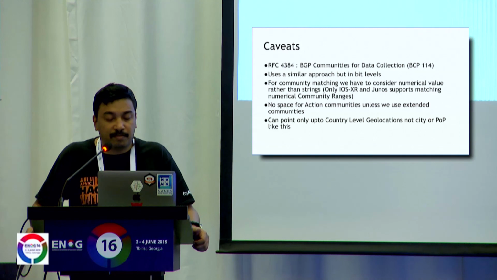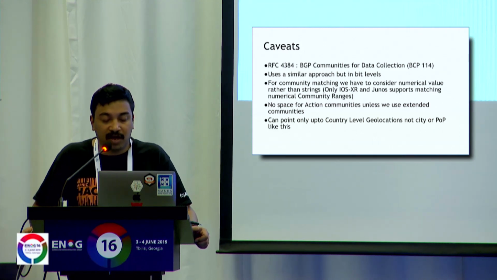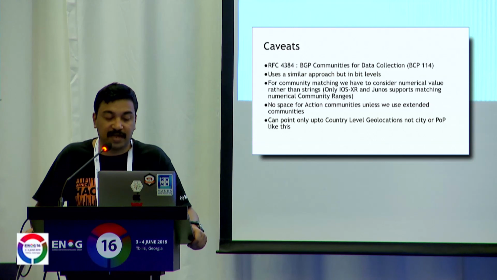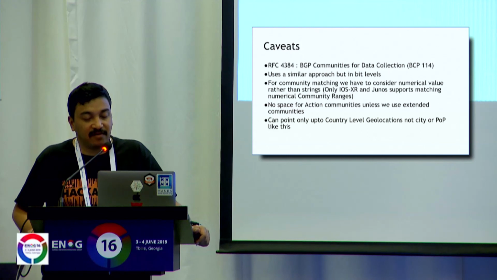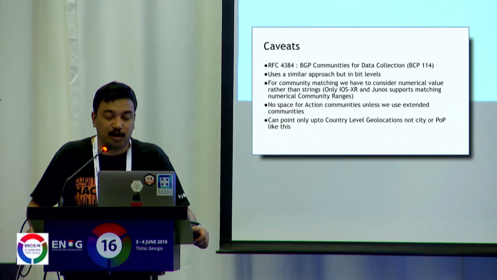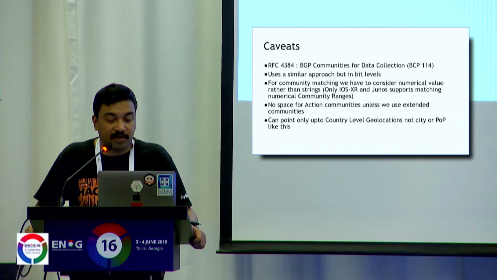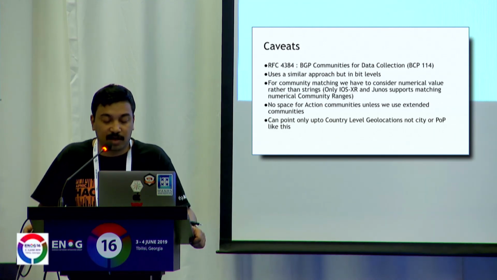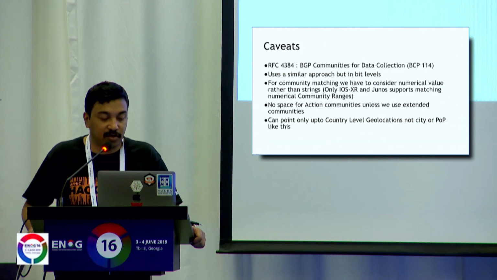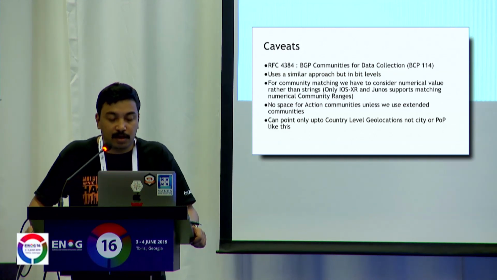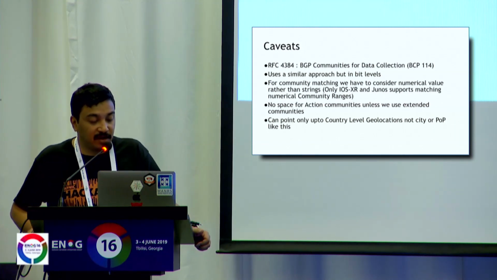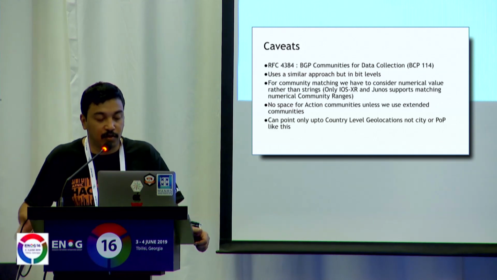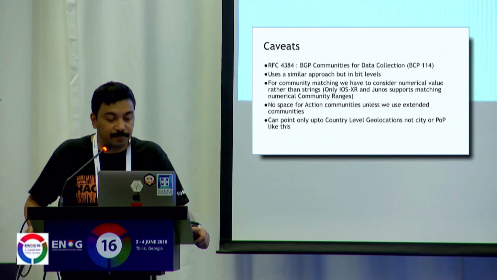So if you're trying to use a numerical value, only IOS XR and JunOS support matching numerical community ranges. The other open source technologies like BIRD and FRR do not support matching numerical values, but rather they match with regular expressions, considering the numerical values as characters, not as numerical values. So when you are using this RFC for information purposes, actually there is no space remaining for action communities unless you are using extended BGP communities.